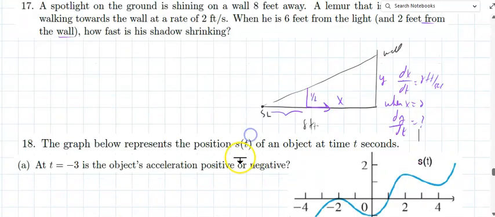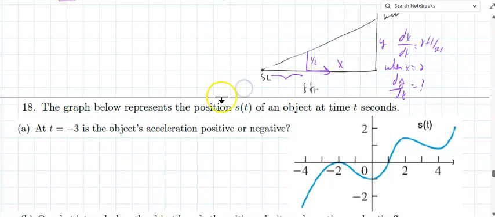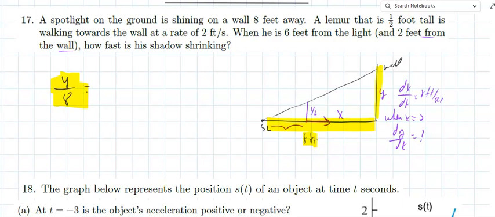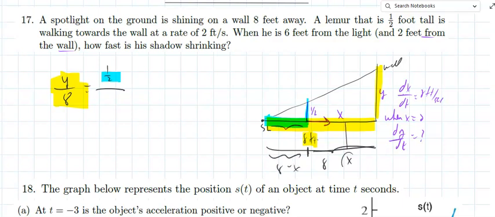That turns out to be the challenging part. Well, let's see. If I take y divided by the 8, that is the 1/2 divided by, if the whole thing is 8, and I call this x, that will make this 8 minus x. They must add up to 8.